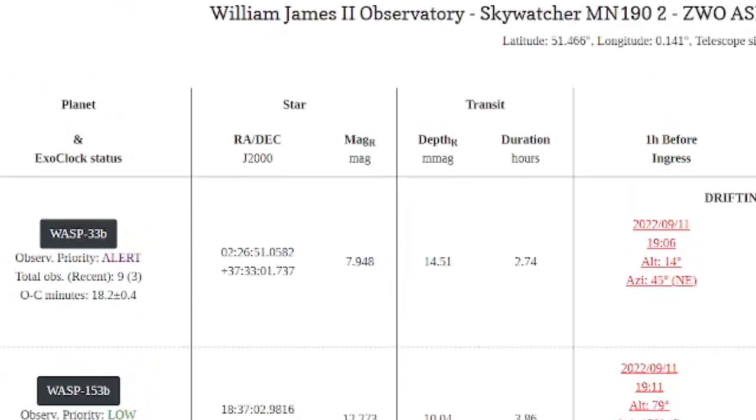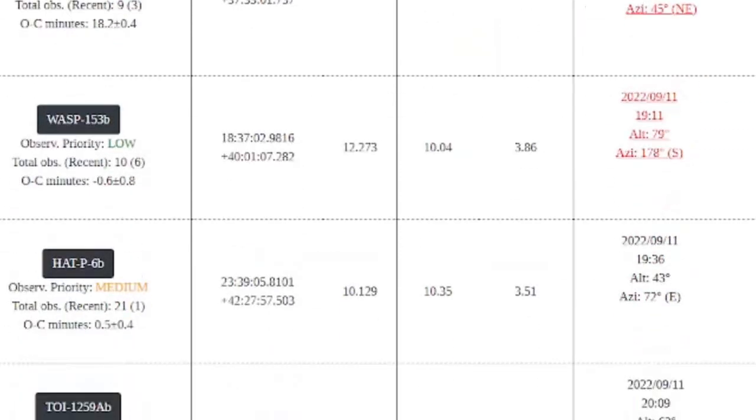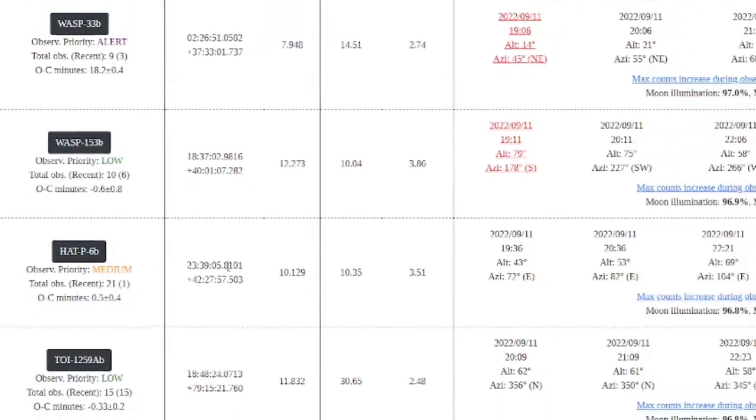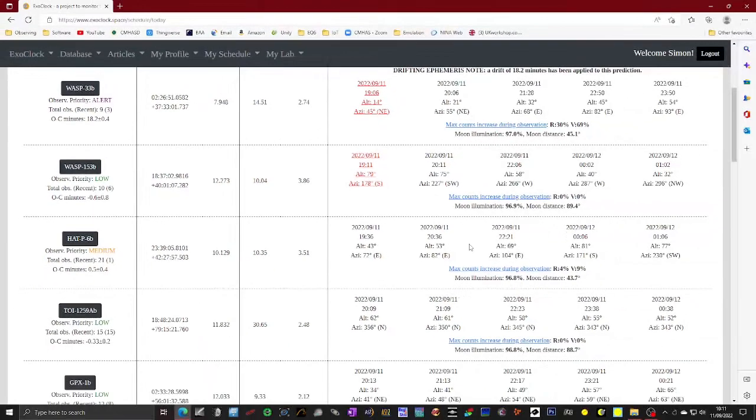So once you've got your target selected, we'll now move over to the image capture software and we'll use that to do the next step. So in this example, we are going to use this one here, HAT-P-6b, as the example. And we'll carry on this discussion in part two.